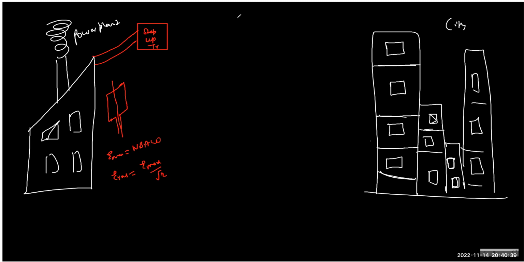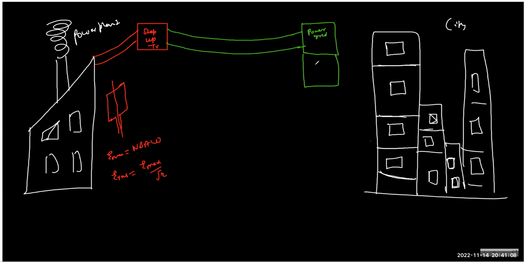And now this will pass through a large distance, crossing rivers and fields and countryside, whatever you can call it. And then when you come near the city, it is generally put in the power grid. So this is like the power grid. The moment it comes to the power grid, what do they do? They step down the voltage for city use. So the power grid will use the step down transformer.